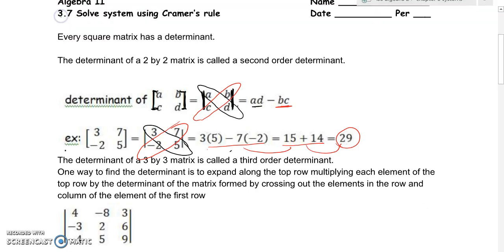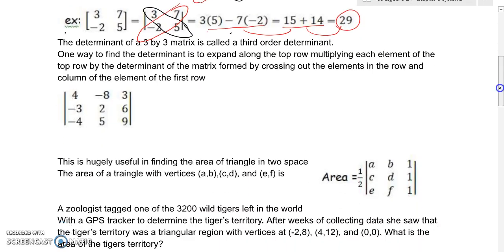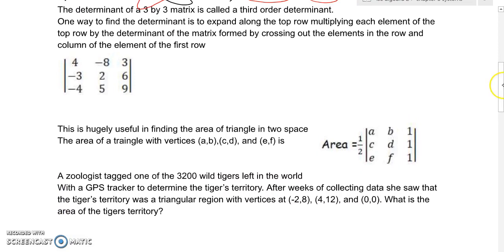So then we move on to a 3 by 3 matrix. It's called a third order determinant. There's a couple of ways to find it. The way I like to find it is by expanding along the top row, multiplying each element of the top row by the determinants of the matrix formed by crossing out the elements in the row and column of the first row.